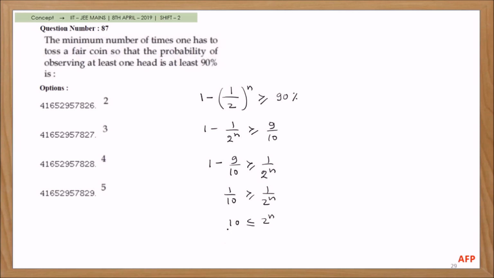So for what value of n does this inequality hold? This inequality is satisfied when n is 4, 5, 6, and so on. What have they asked? The minimum number of times. Minimum number of times means you have to take n equals 4 as the minimum. You can take an infinite number of values more than 4. Okay, so option 3 follows.